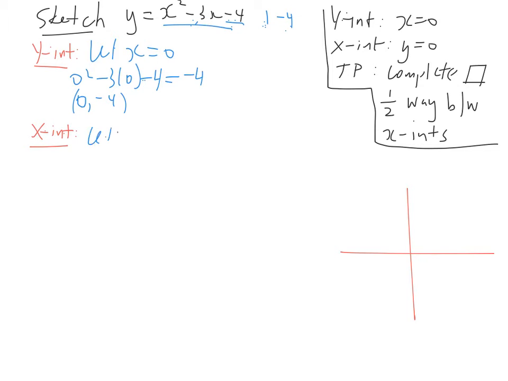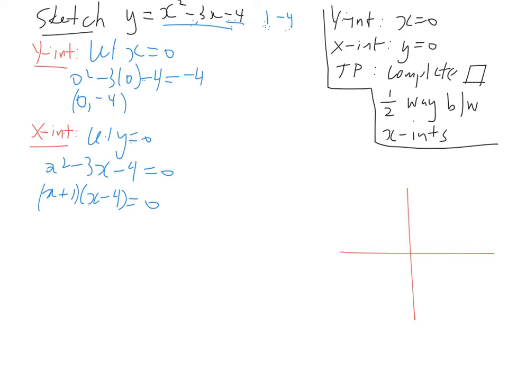So we're saying let y equal 0. So we're saying x squared minus 3x minus 4 equals 0. So the whole equation equals 0. And now, here's our factors, positive 1 and negative 4. So we've got (x + 1)(x - 4) = 0.